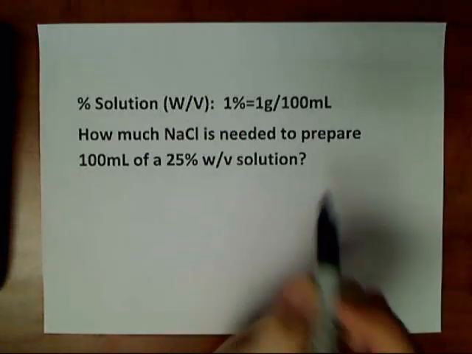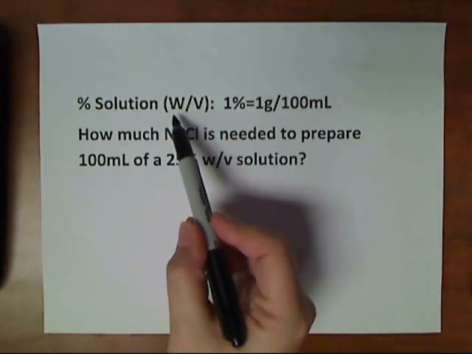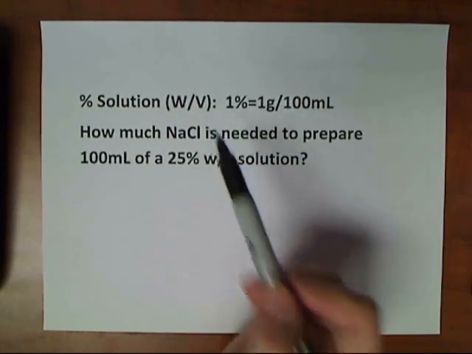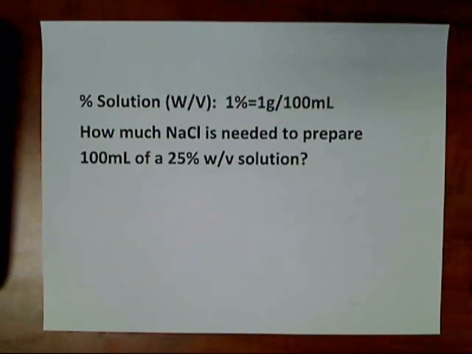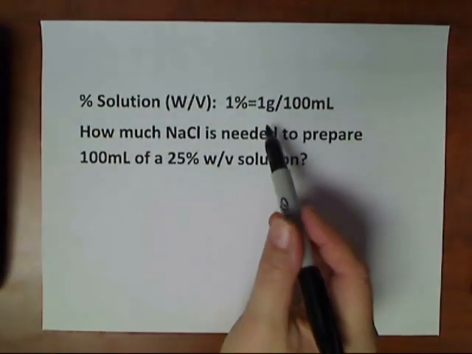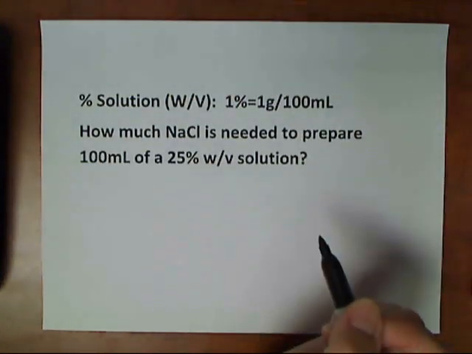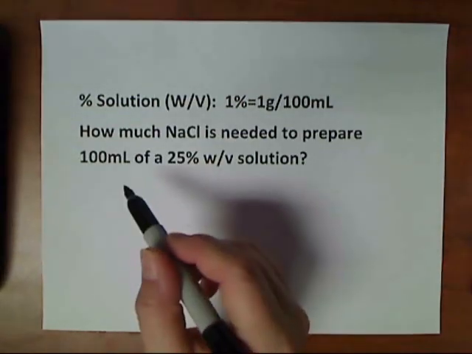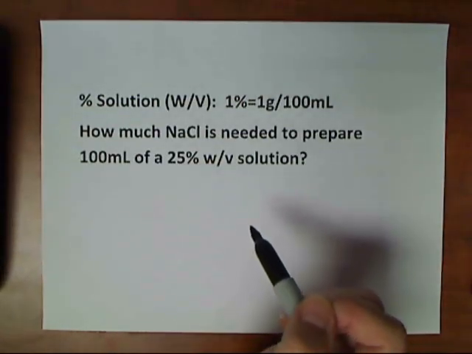Our next problem is a weight per volume problem. So with this one, we have something dry that we have weighed and something that is a liquid that we have measured. What you always need to know with a percent solution is that 1% equals 1 gram for every 100 mils that you have. So let's look at this problem. How much sodium chloride is needed to prepare 100 mils of a 25% weight per volume solution?